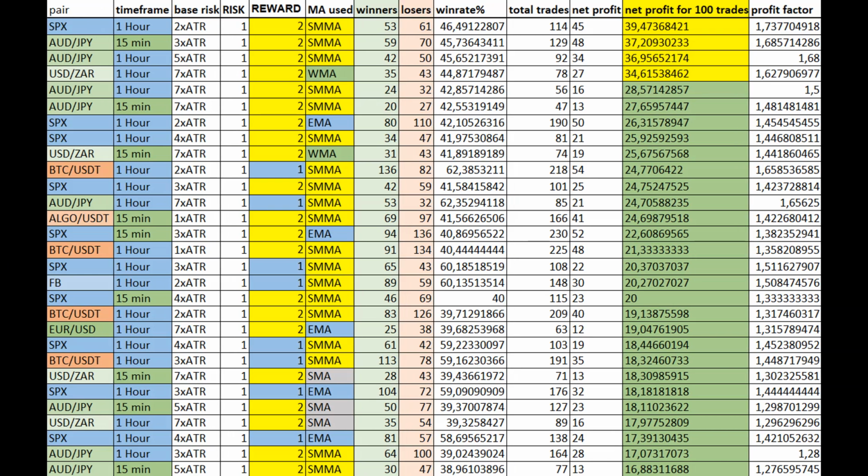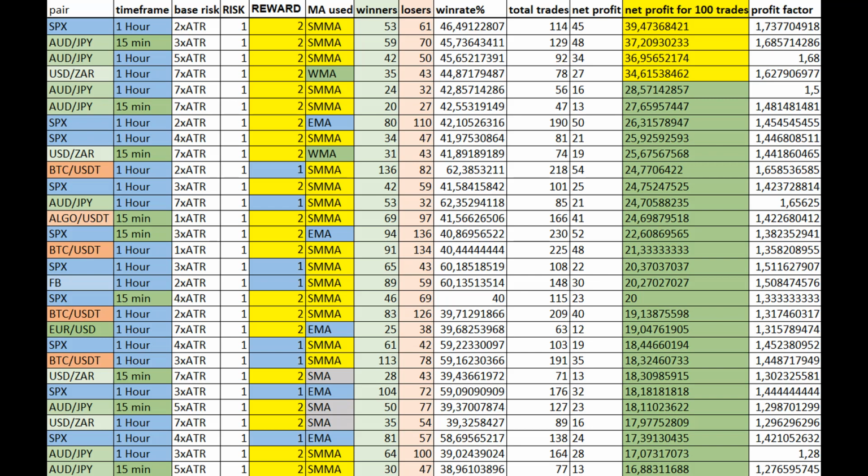Here are the 30 best performing settings. On the top you can see the best one with 39.5% net profit, which was achieved on the S&P 500 on the 1 hour time frame with a 2x ATR risk base and the 1:2 risk to reward ratio, and by using the SMMA. But don't forget, the real reason I made this huge database is to have statistically proven results of the best moving average, the best risk to reward ratio, the best time frame, and the best assets.